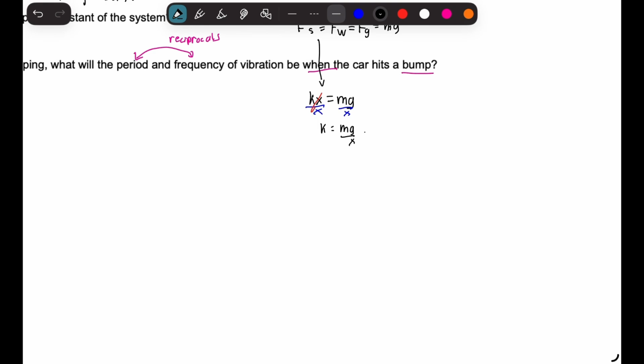So you just substitute in your values, 735 over 0.0060. That's equal to 122,500 newtons per meter. And that's equal to 1.2 times 10 to the power 5 newtons per meter with 2 sig figs.